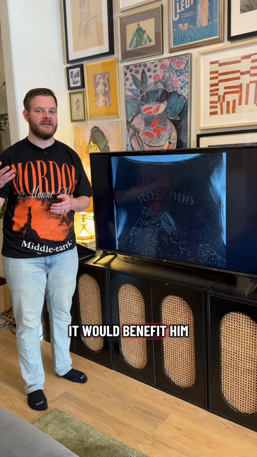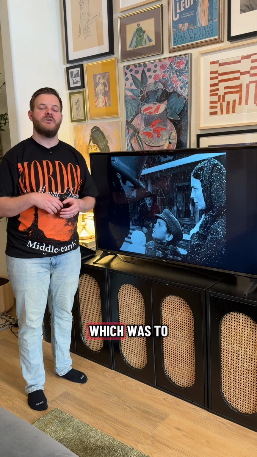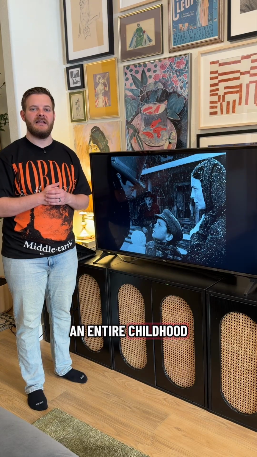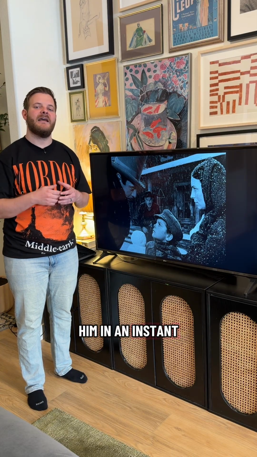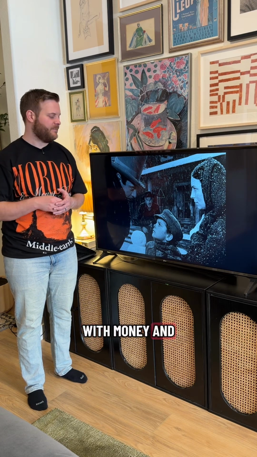When his mother made the decision to send him away in the hope it would benefit him, she took away the one thing he really needed, which was to be loved. An entire childhood and upbringing were ripped away from him in an instant and replaced with a life obsessed with money and the power it brings.